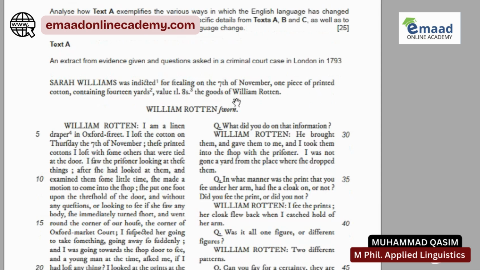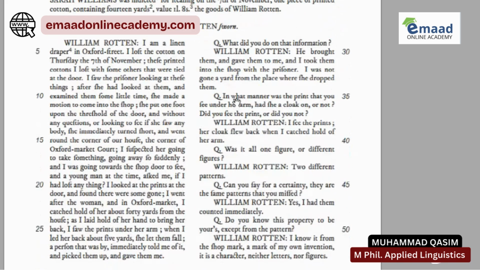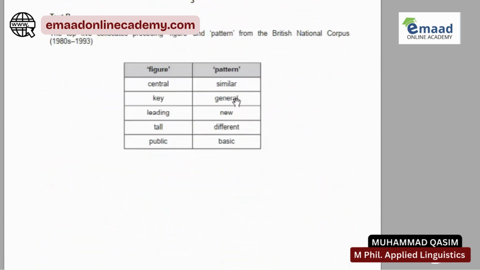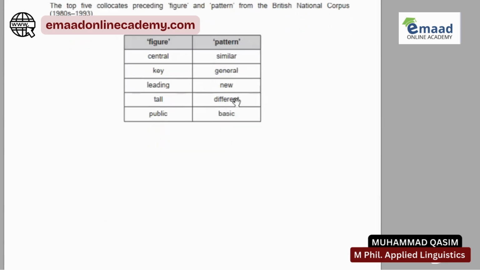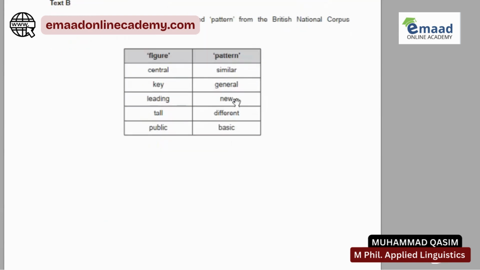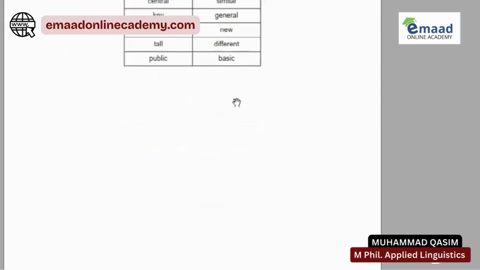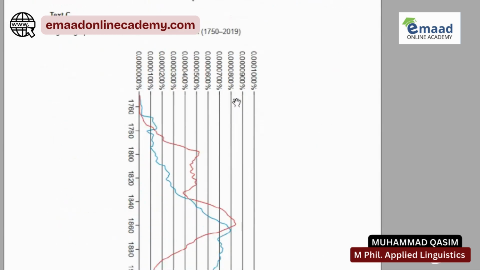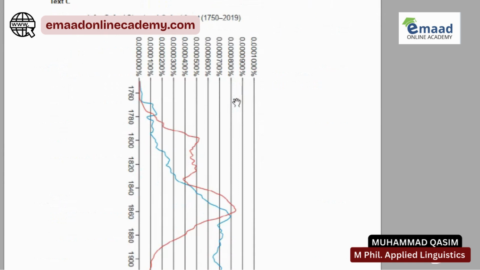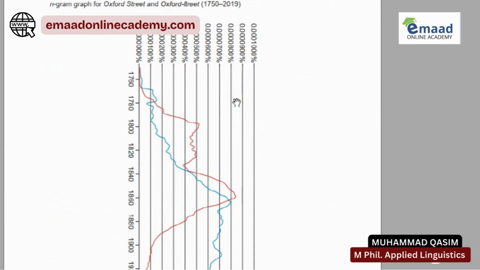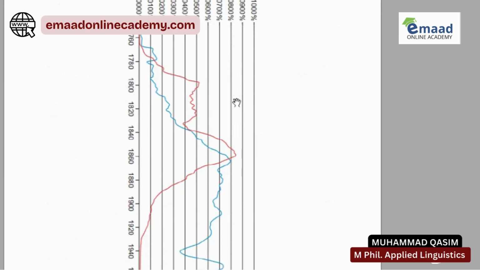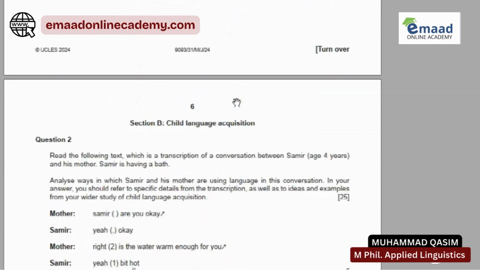Text A is an extract from evidence given in a criminal court case. So here is the courtroom case. Text B, as you can see here, is corpus-based data, a table. Then there is an n-gram graph for Oxford Street, with different spellings of Oxford Street. N-gram, you need to learn it.